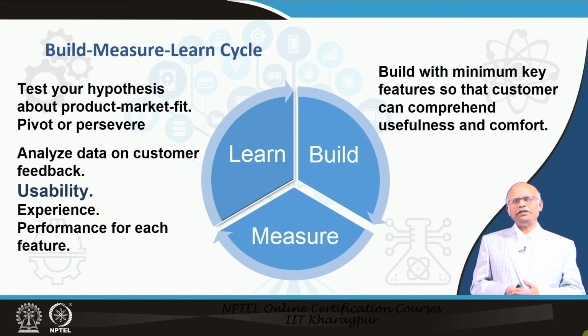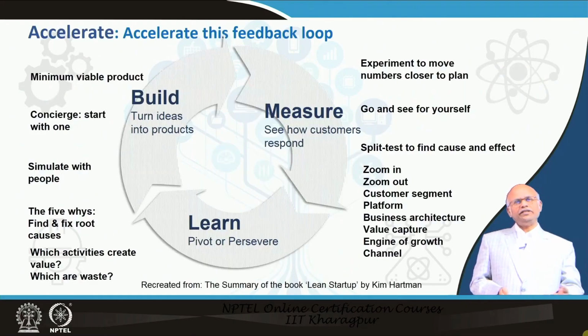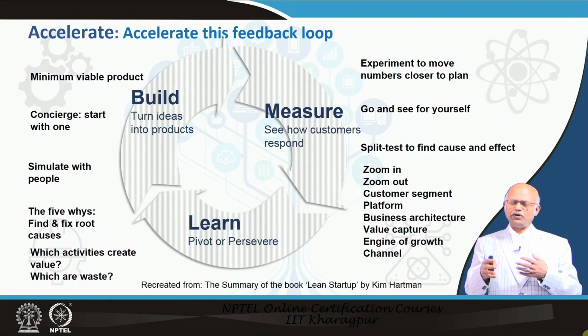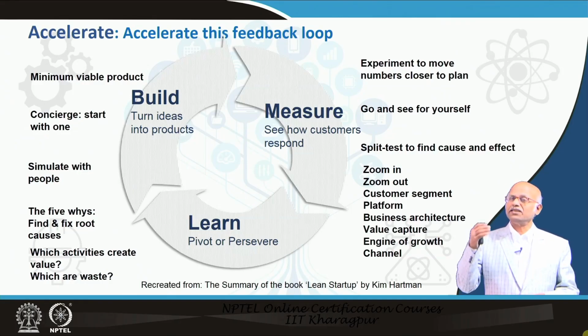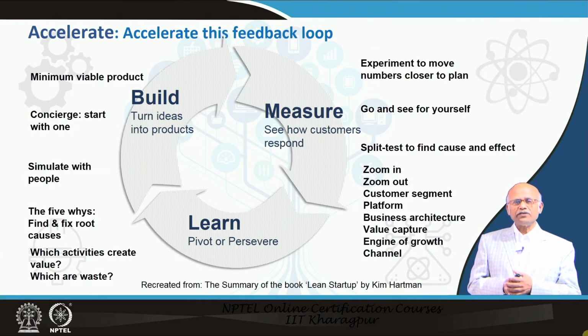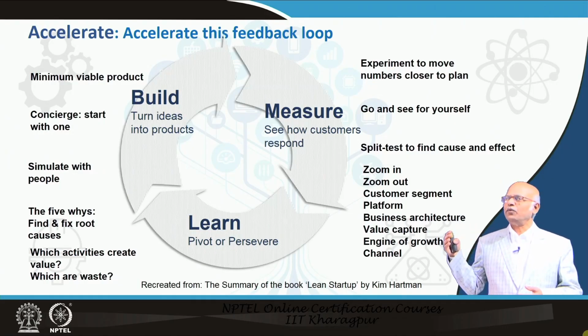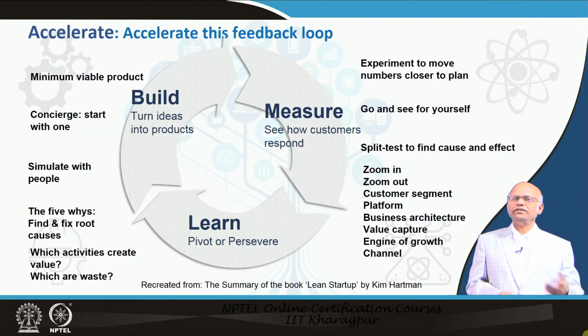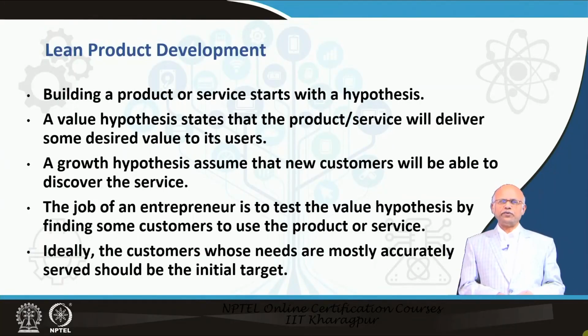You should follow that very carefully. Build with minimum key features, then measure the customer satisfaction, learn what they actually want and do not want, and then build again. Experiment to move the numbers closer to the plan, meaning how many times you experiment, what kind of features you are interested in, what your plan is, you move forward, go and see for yourself. This is very important. Bill Gross repeatedly said that you should go out, see the customers, meet them, observe them using something, even competitors' products. See what features they are using more, so that you can accentuate that, and what they think is not there, you can incorporate in the product, and then eventually you will get a better product.